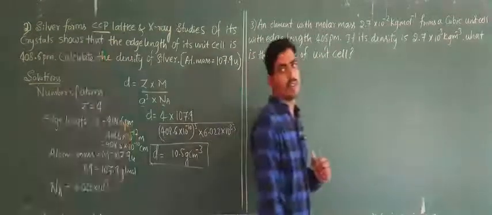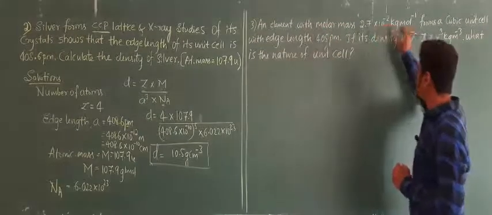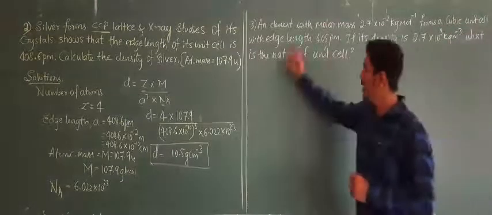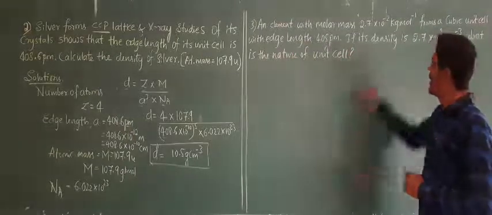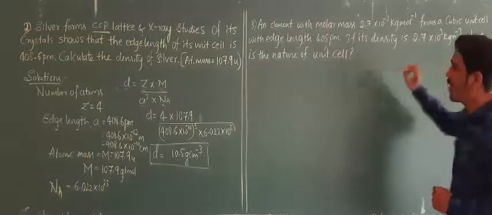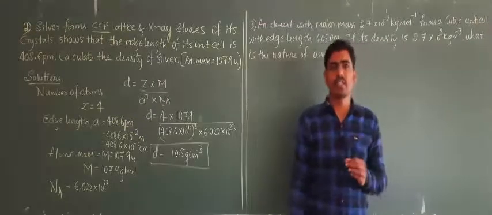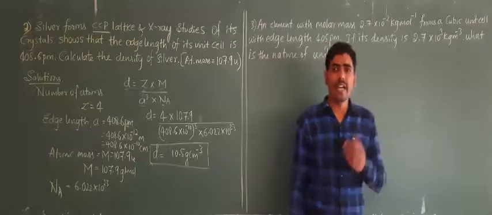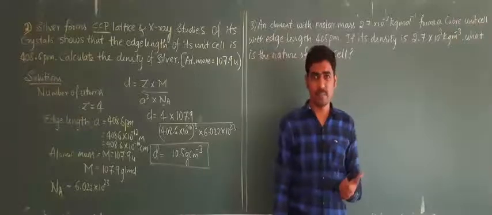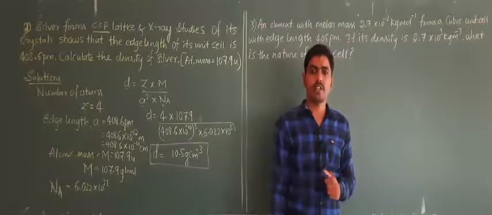Then the third question: an element with the molar mass 2.7 into 10 raised to minus 2 kg per mole forms a cubic unit cell with edge length 405 picometer. If its density is 2.7 into 10 raised to 3 kg per meter cube, what is the nature of unit cell? That means you have to say which kind of unit cell it is, whether it is simple cubic unit cell or face centered or CCP, or whether it is body centered cubic unit cell. That you need to find out.